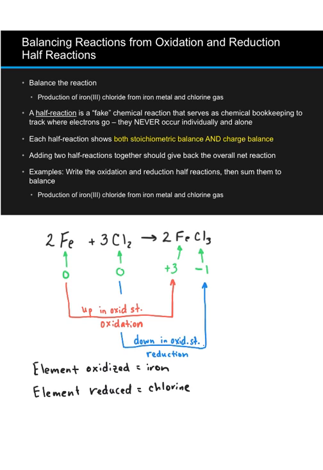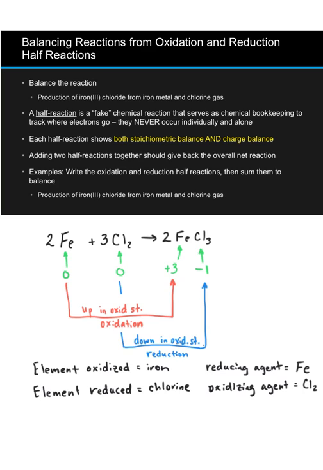In alternative terminology, we can call a reducing agent a substance that contained the element oxidized. On the reactant side, the substance that contained the element iron was iron all by itself. And we can call an oxidizing agent a substance that contained the element that got reduced. The element reduced is chlorine, and the substance that contained chlorine is Cl2.